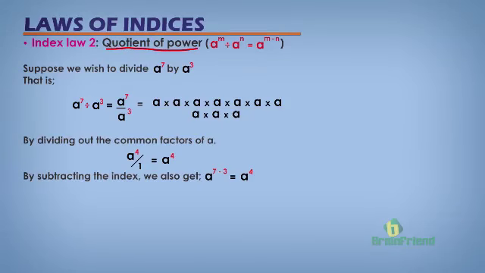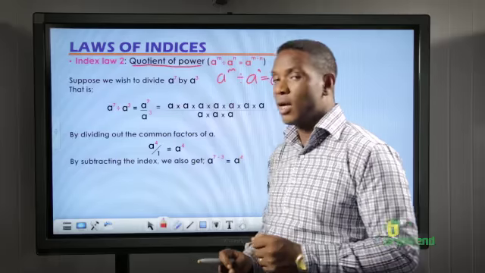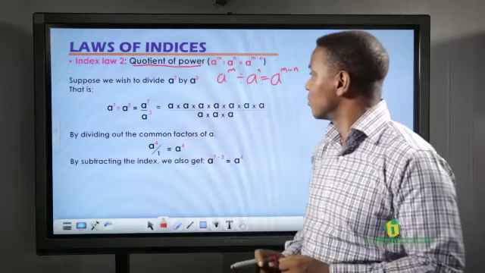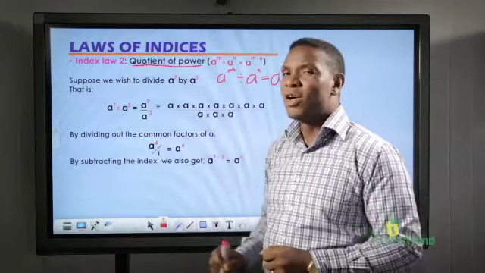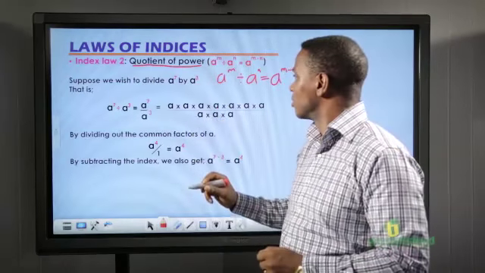The next law we're going to be looking at is the quotient of power law. This law states that for any quantity a raised to a power m divided by a quantity of the same base raised to a power n, that would be our quantity raised to power m minus n. That is, for like bases, our powers would subtract.